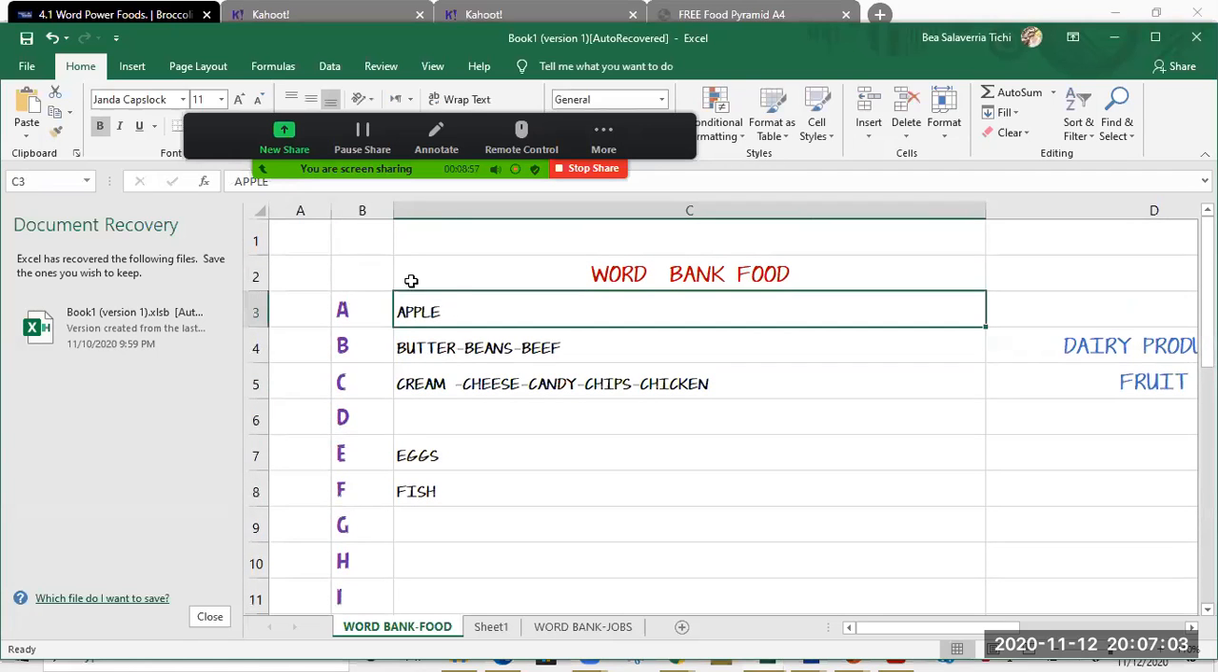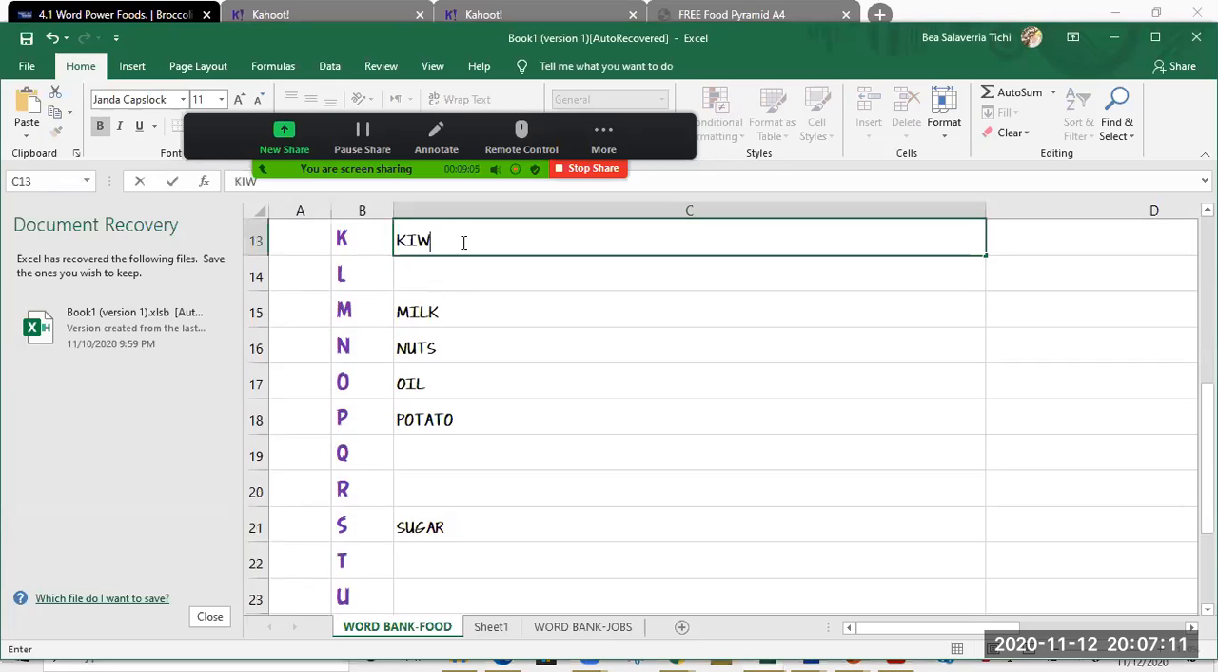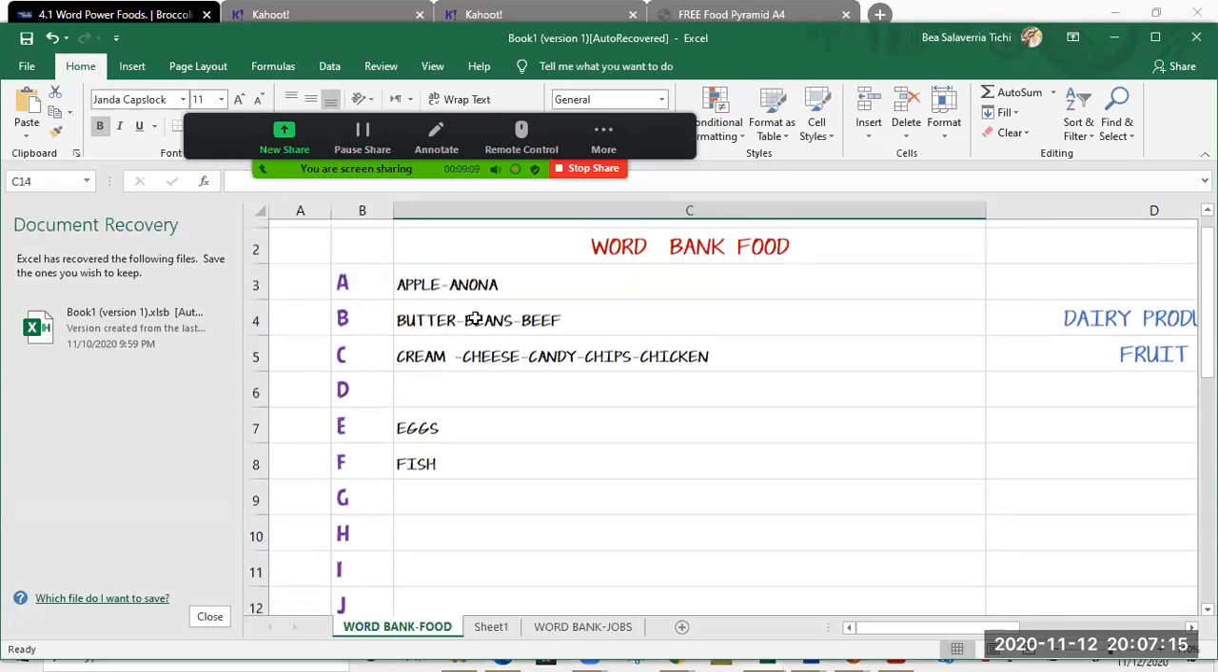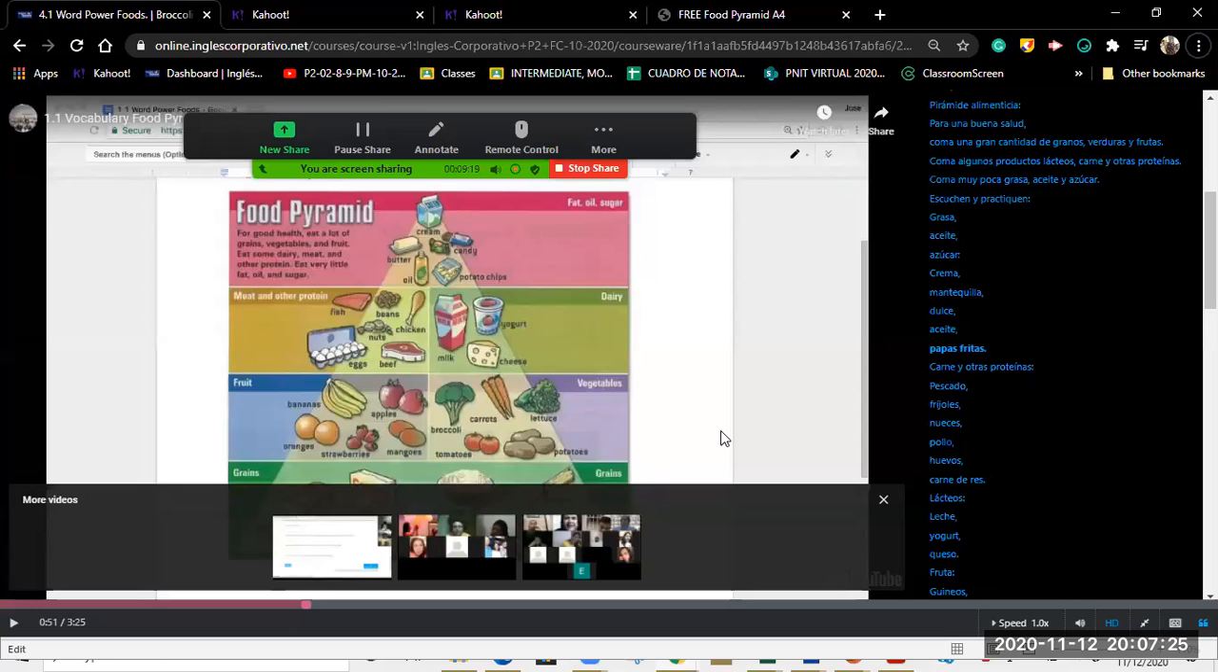Anona in English is kiwi. Kiwi, very good, with the letter K. Kiwi stays the same, huh? Coco. Coconut. La U se vuelve O. Coconut. Another fruit?